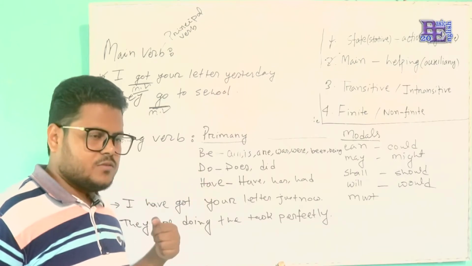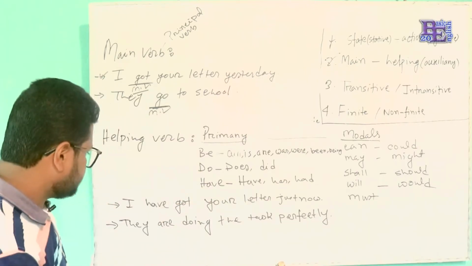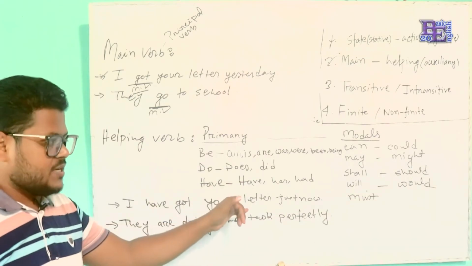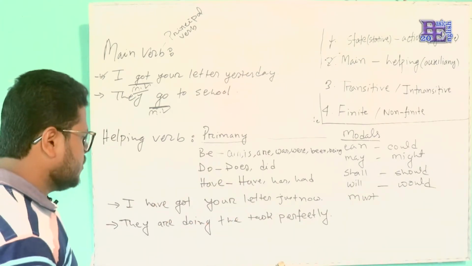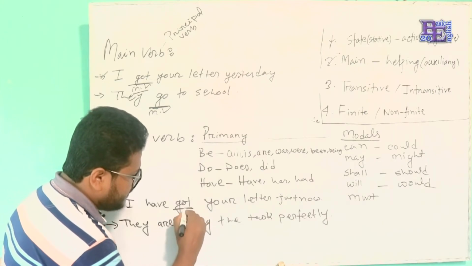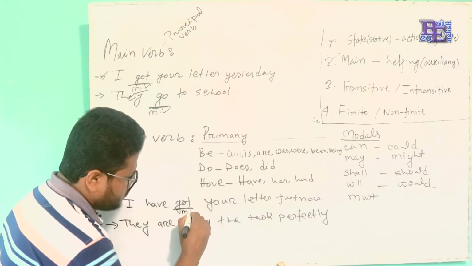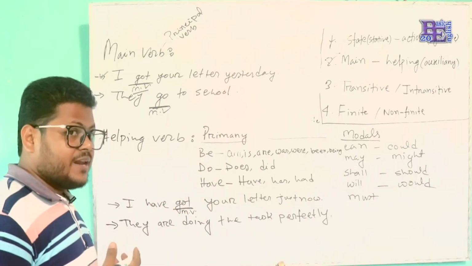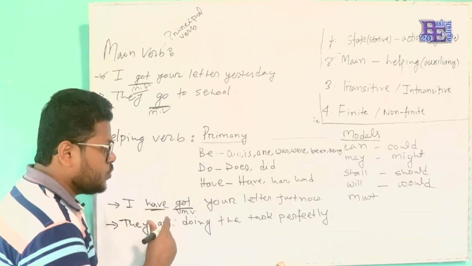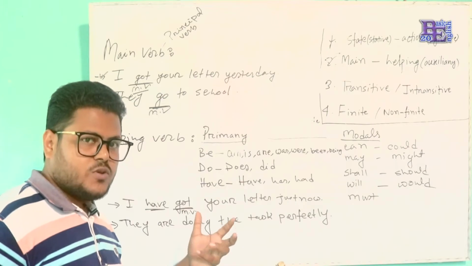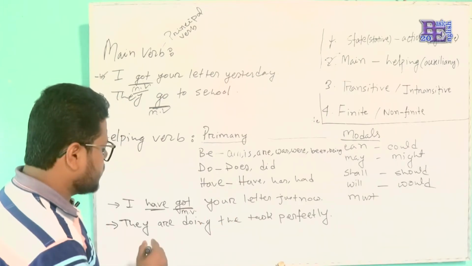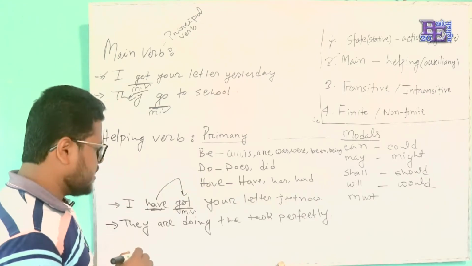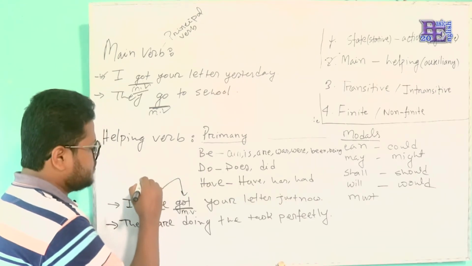Let's get an example with the help of them. Here in the sentence you can see, I've got your letter just now. So here the main verb is got, and got has been helped by another verb, that is have, to express the tense, not to express the meaning here. So here have has helped got to express the tense. That's why have is a helping verb.